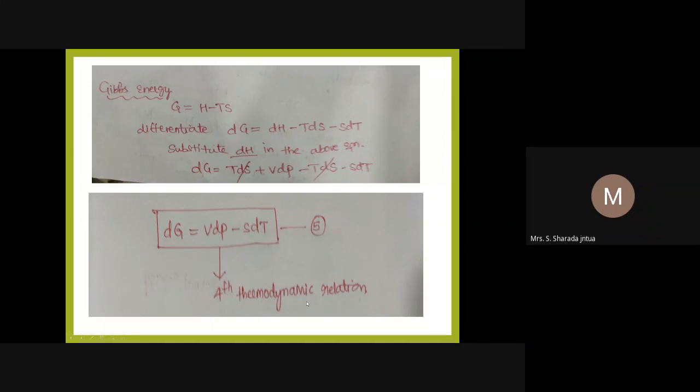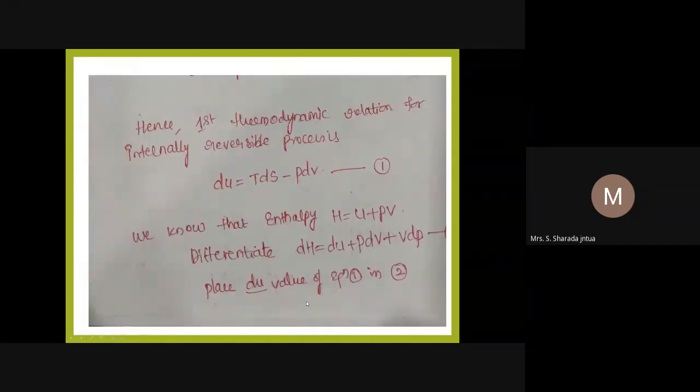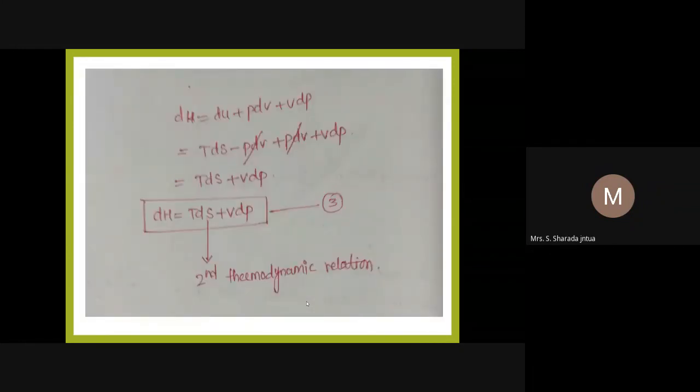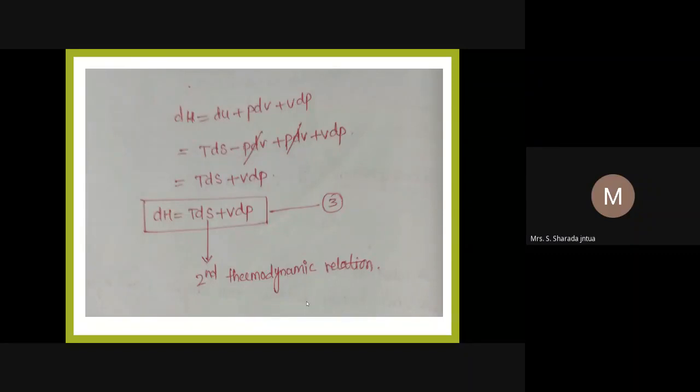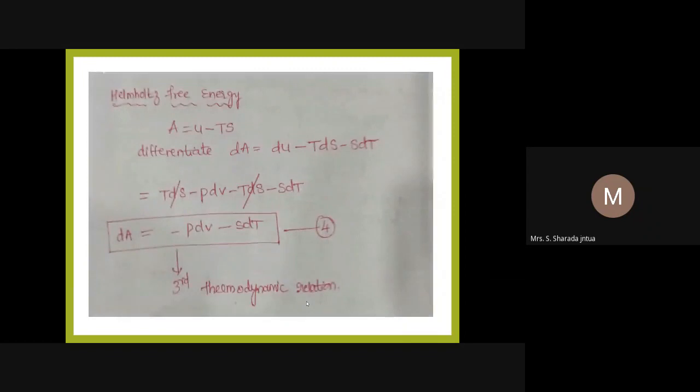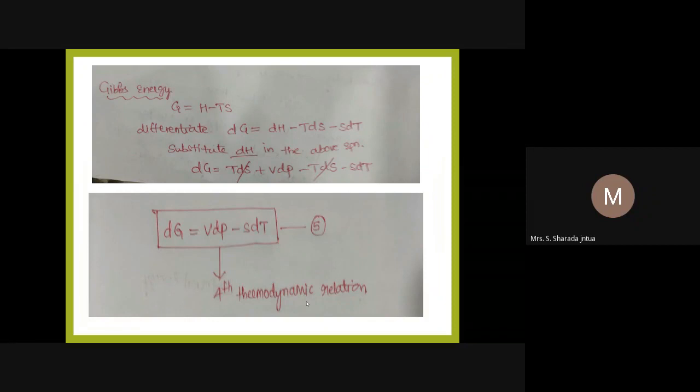Is it clear? So finally we get four thermodynamic relations. One is dU equal to TdS minus PdV, my first thermodynamic relation. Second is dH equal to TdS plus VdP. Third is dA equal to minus PdV minus SdT. And the other is dG, that is Gibbs energy, the fourth thermodynamic relation. These four thermodynamic relations you need to keep in mind.